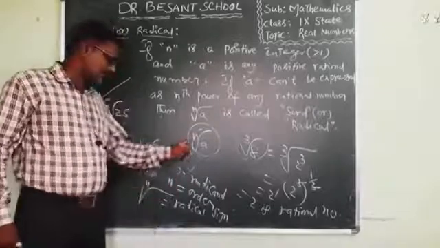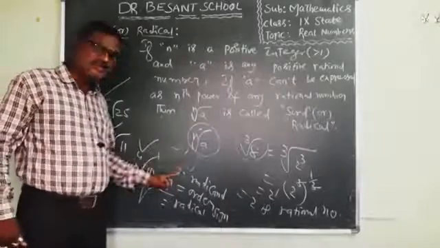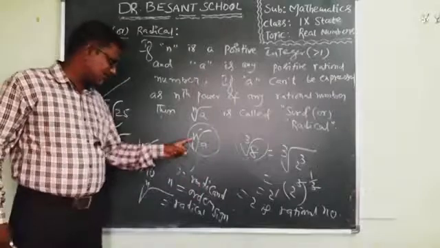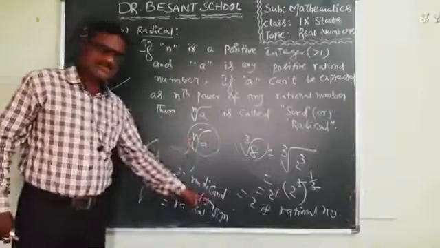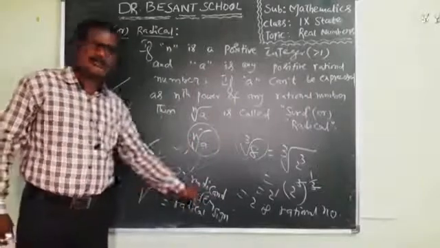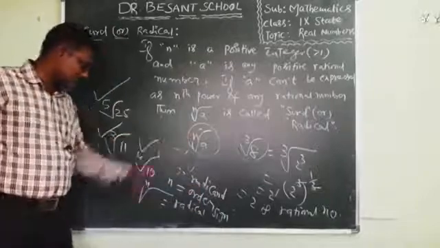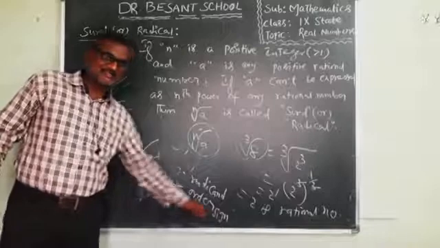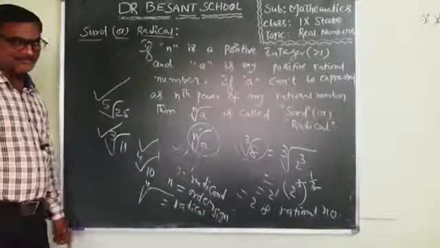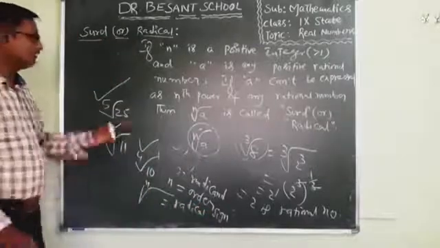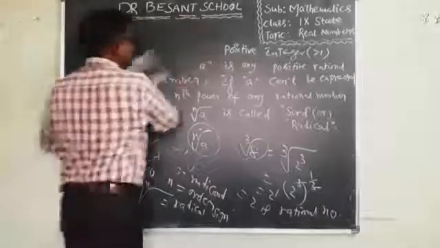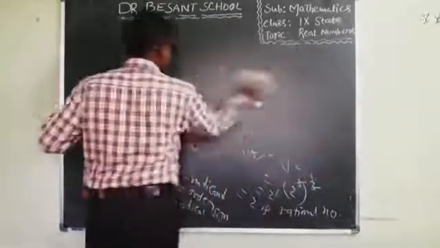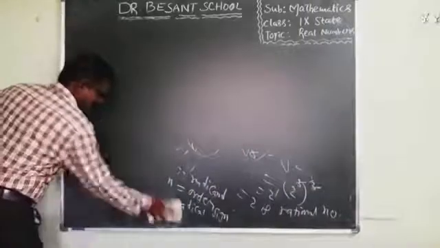In this nth root A, where A is called what? Radicand. This N is called what? Order of the surd. This nth root is called the radical symbol, radical sign. Okay, children? Yes. So, this is the definition of a surd or radical.